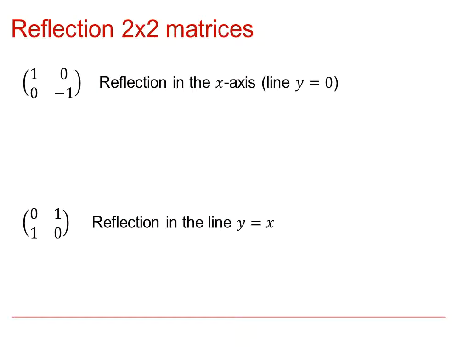Let's consider these reflections. So reflection in the x-axis, or in other words in the line y equals 0, if we were to undo this, we would simply reflect back again. So the inverse will be exactly the same. You will note here that the determinant is minus 1, something we looked at in the previous video.